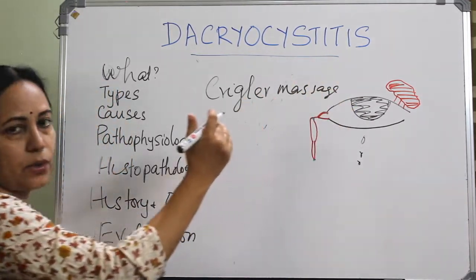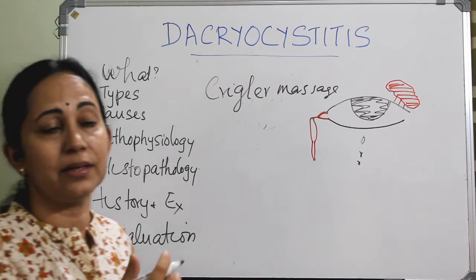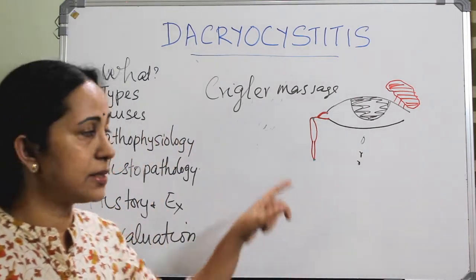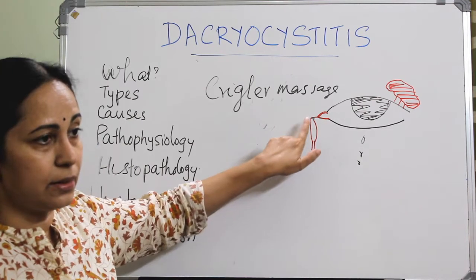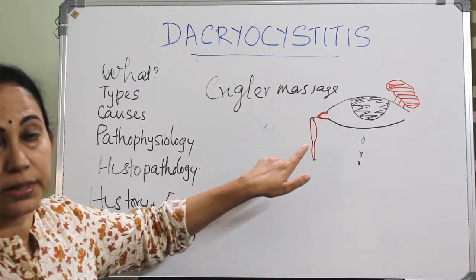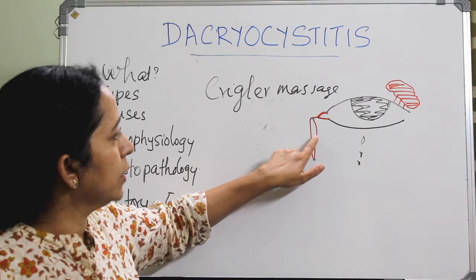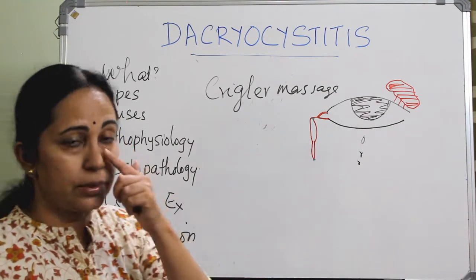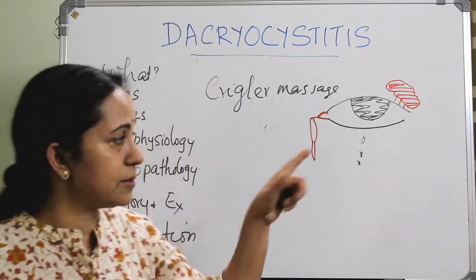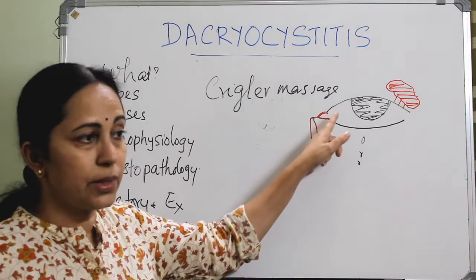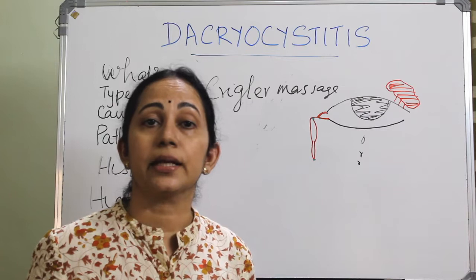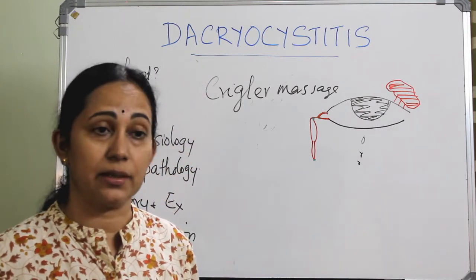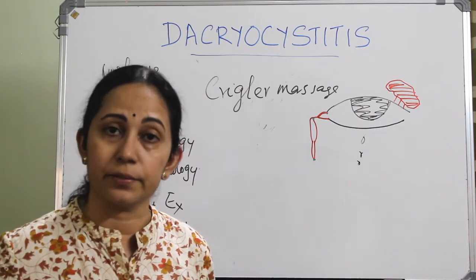This is the treatment of dacryocystitis in congenital dacryocystitis. In children you give Crigler massage, that is, massaging, this round massaging. I will explain in detail later on. So you can massage on the lacrimal sac, it's called Crigler massage, and the exudate will be expressed from the lower and upper punctum, and that can be sent for culture sensitivity and also Gram staining.